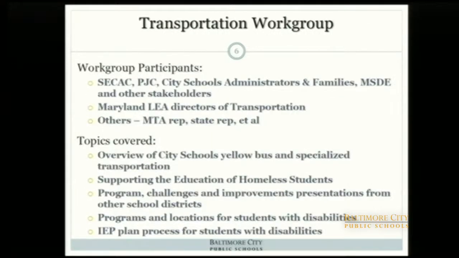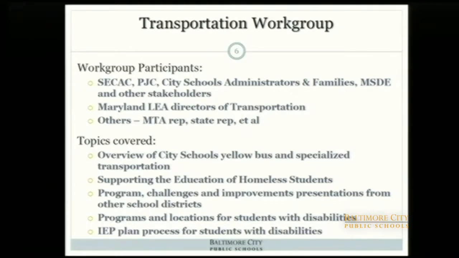We've also conducted a transportation work group throughout this past year. Work group participants: CCAP, Public Justice Center, city schools, administrators, families, MSDE, and other stakeholders. So some of the topics covered were an overview of yellow bus and specialized transportation. So since we had all of these different parties in the room, we gave them an overview of how transportation works here in Baltimore City, and we solicited their feedback and opinions based on the districts that they come from.